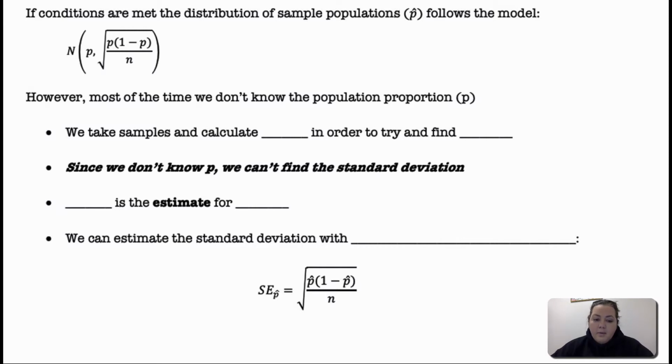However, most of the time we don't know the population proportion p. So we take samples and calculate p hat in order to try to find p. Since we don't know p, we can't find the standard deviation. All right, so p hat is our estimate for p. We can estimate the standard deviation with something called standard error. The standard error formula is very similar to the standard deviation formula, except instead of using p, I'm using p hat.